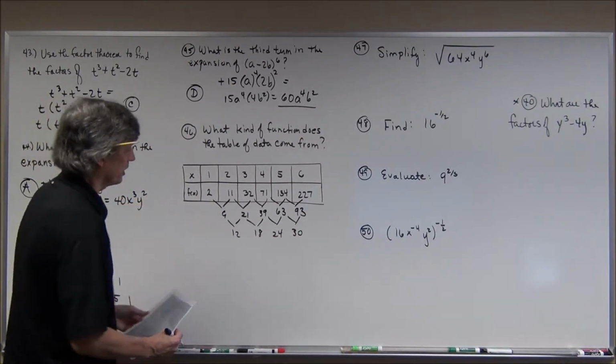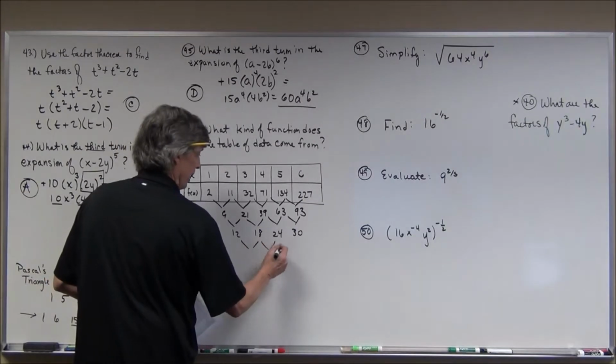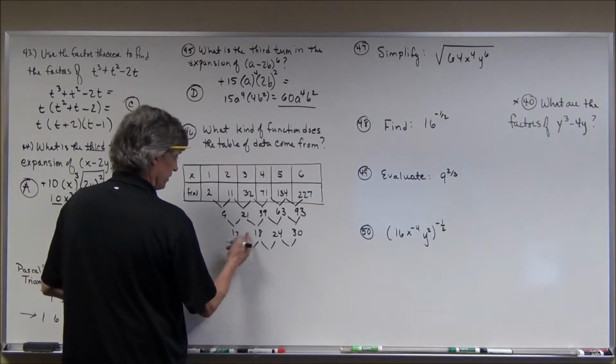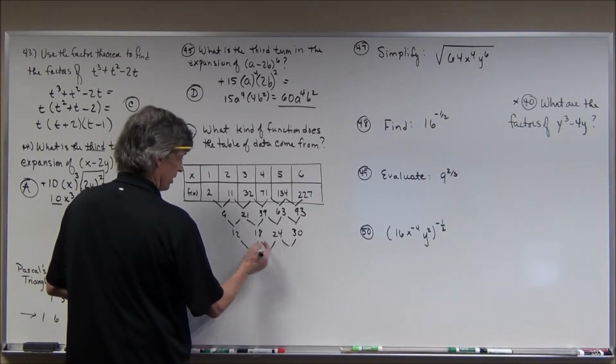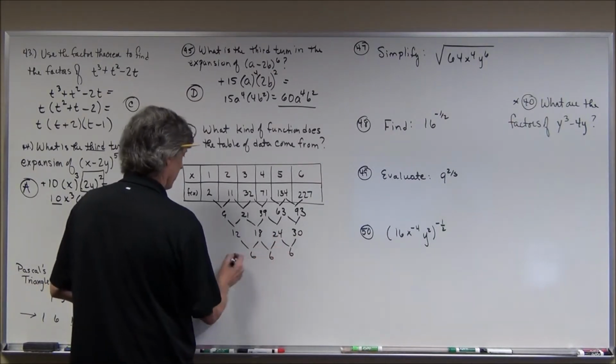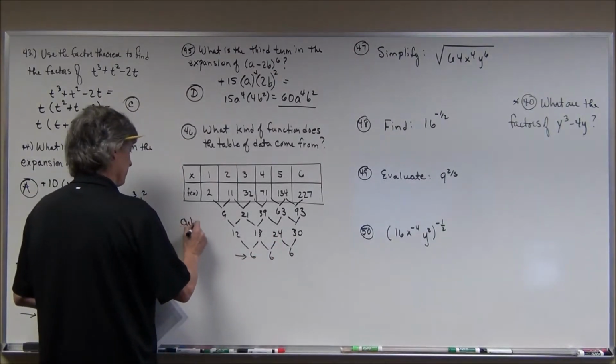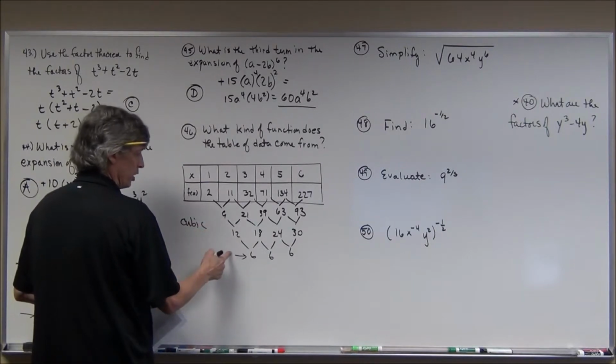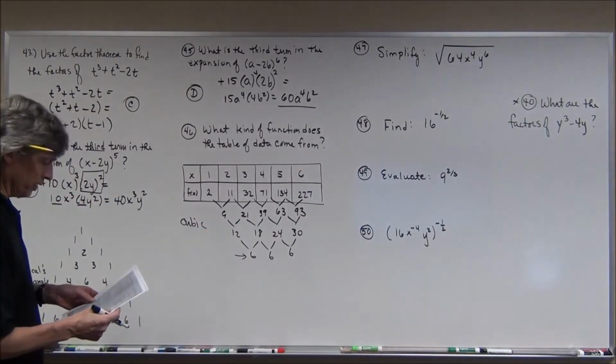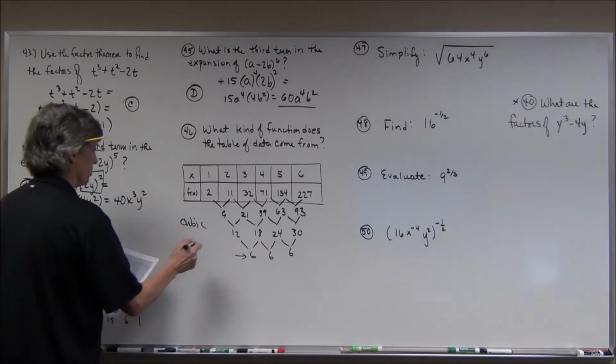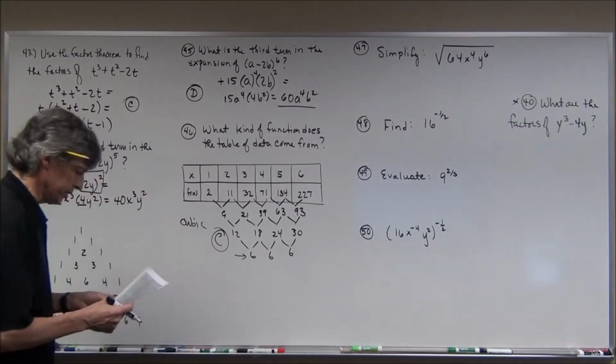Linear, then quadratic. So let's go one more time, at least. So the common difference here, right minus left is 6, right minus left is 6, right minus left is 6. There we go. That means this is cubic. Linear, quadratic, cubic. And is that a choice? It better be a choice. It is. It's answer C. C for cubic, I guess.